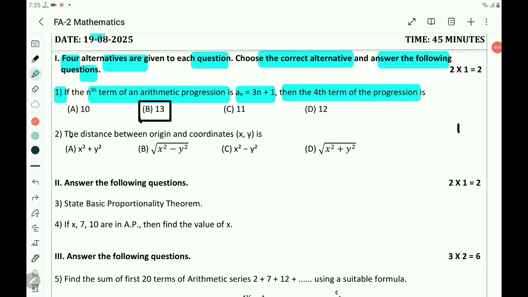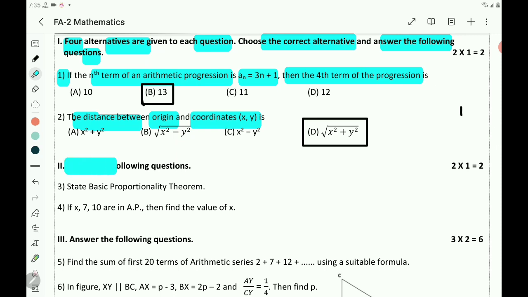Second question, the distance between origin and coordinates xy. Here you must write the formula to find the distance of a given point from the origin, that is root x square plus y square. Then what is the answer? The answer is option D, root x square plus y square. That is the formula to find the distance of the given point from the origin.